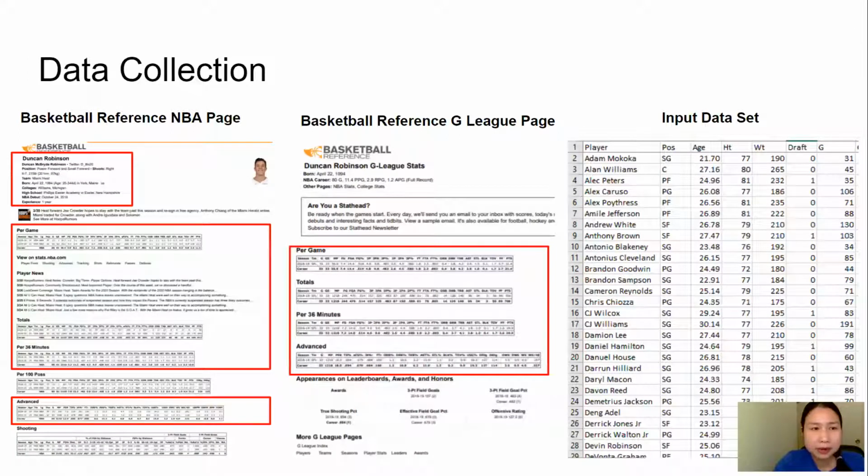We obtained our data from Basketball Reference's NBA page and G League page. There are a total of 170 variables, including some general information such as height, weight, and age, and some statistics on per game totals, per 36 minutes, and some advanced player metrics.